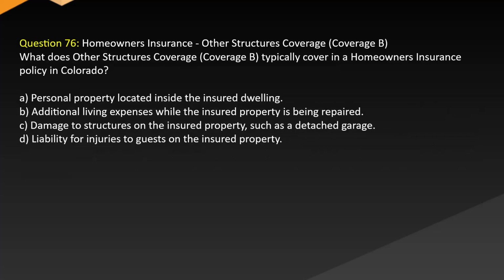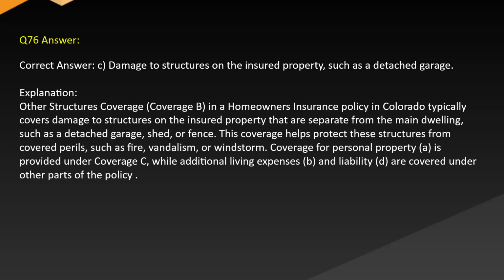Question 76. Homeowners insurance. Other structures coverage. Coverage B. What does other structures coverage, coverage B, typically cover in a homeowner's insurance policy in Colorado? A, personal property located inside the insured dwelling. B, additional living expenses while the insured property is being repaired. C, damage to structures on the insured property, such as a detached garage. D, liability for injuries to guests on the insured property. Correct answer: C, damage to structures on the insured property, such as a detached garage.